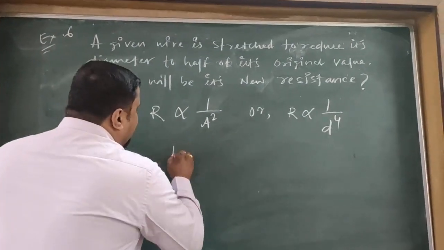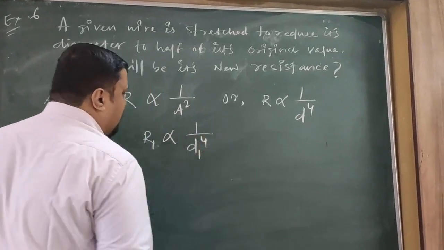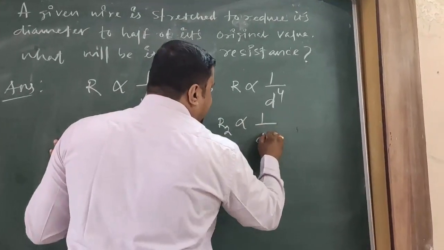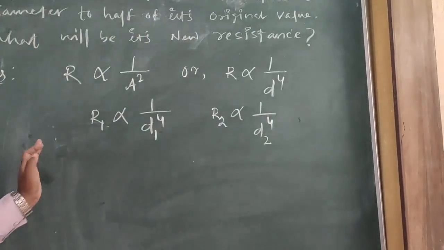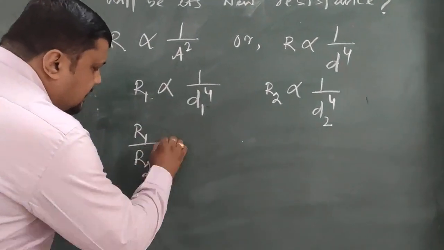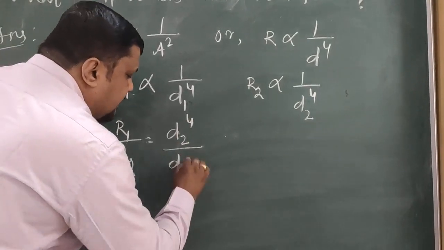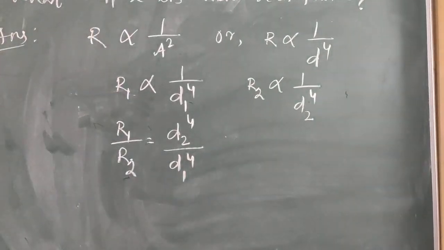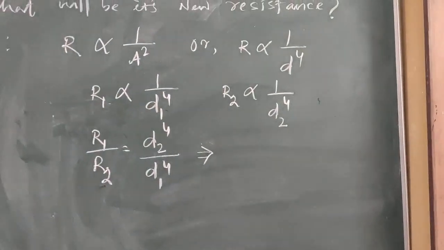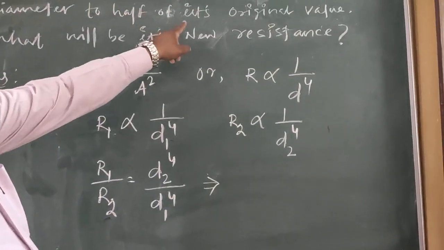R1 is inversely proportional to 1 by D1^4, and R2 is inversely proportional to 1 by D2^4. So R1 by R2 is equal to D2^4 by D1^4. The diameter is reduced to half of its original value.